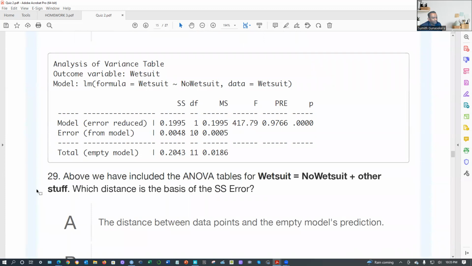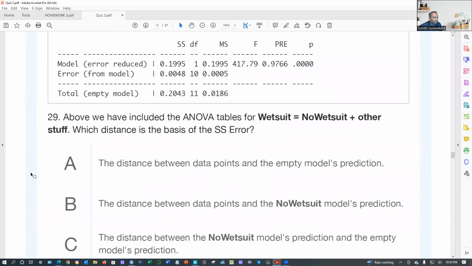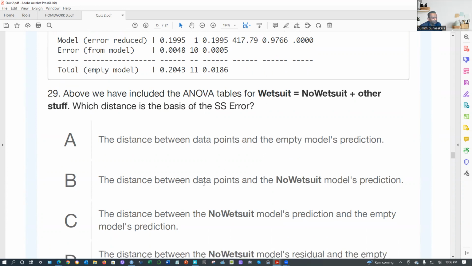Above, we have included the normal table for the wetsuit, no wetsuit, plus other stuff. Which distance is the basis for the sum of squared data? The distance between the data point and the empty model's prediction? No. The distance between the data point and the no wetsuit model's prediction. The data point to the regression line, B.